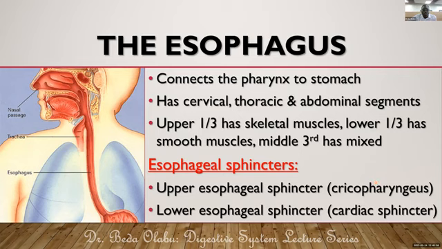The lower esophageal sphincter is between the esophagus and the stomach. It's also called the cardiac sphincter. This one prevents regurgitation to the esophagus.